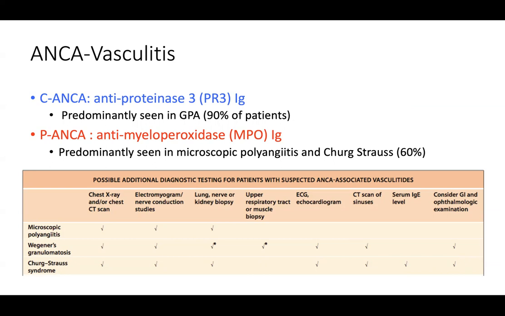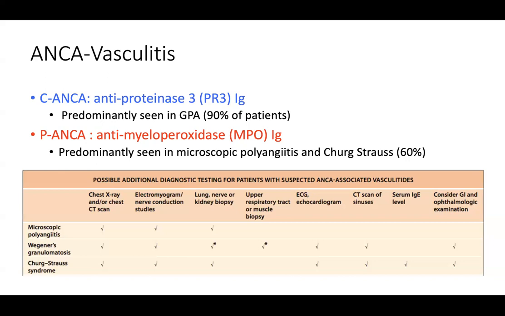Now, if you look at the whole host of different possible diagnostic testing for patients with suspected ANCA-associated vasculitides, you can break it down based on what you think they have and what you think you should do to really work it up. So you can see that for all of these entities, you should definitely get a chest X-ray and/or a chest CT scan, an electromyogram or nerve conduction studies, and a lung, nerve, or kidney biopsy in all of these entities. These are possible additional diagnostic tests, not absolutely required.